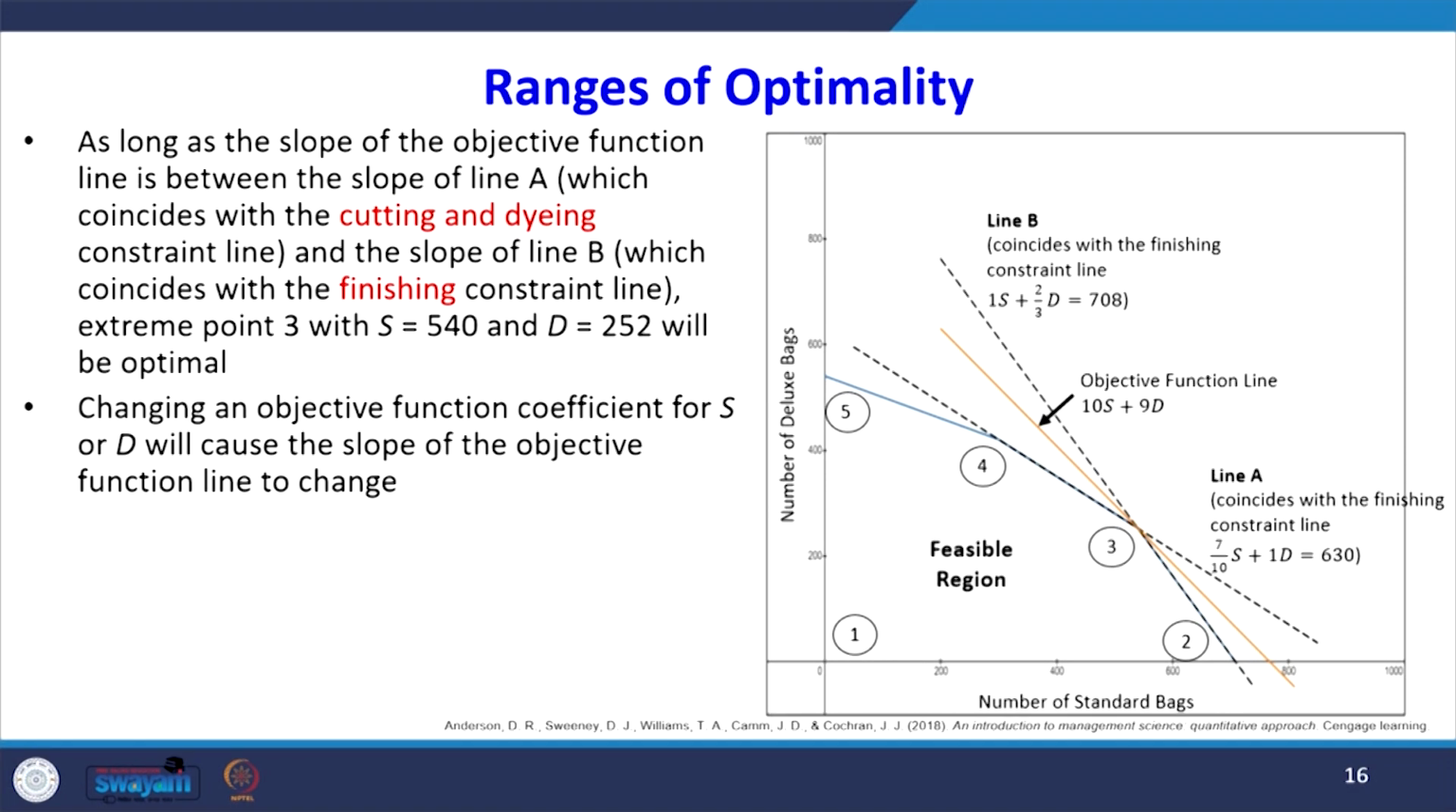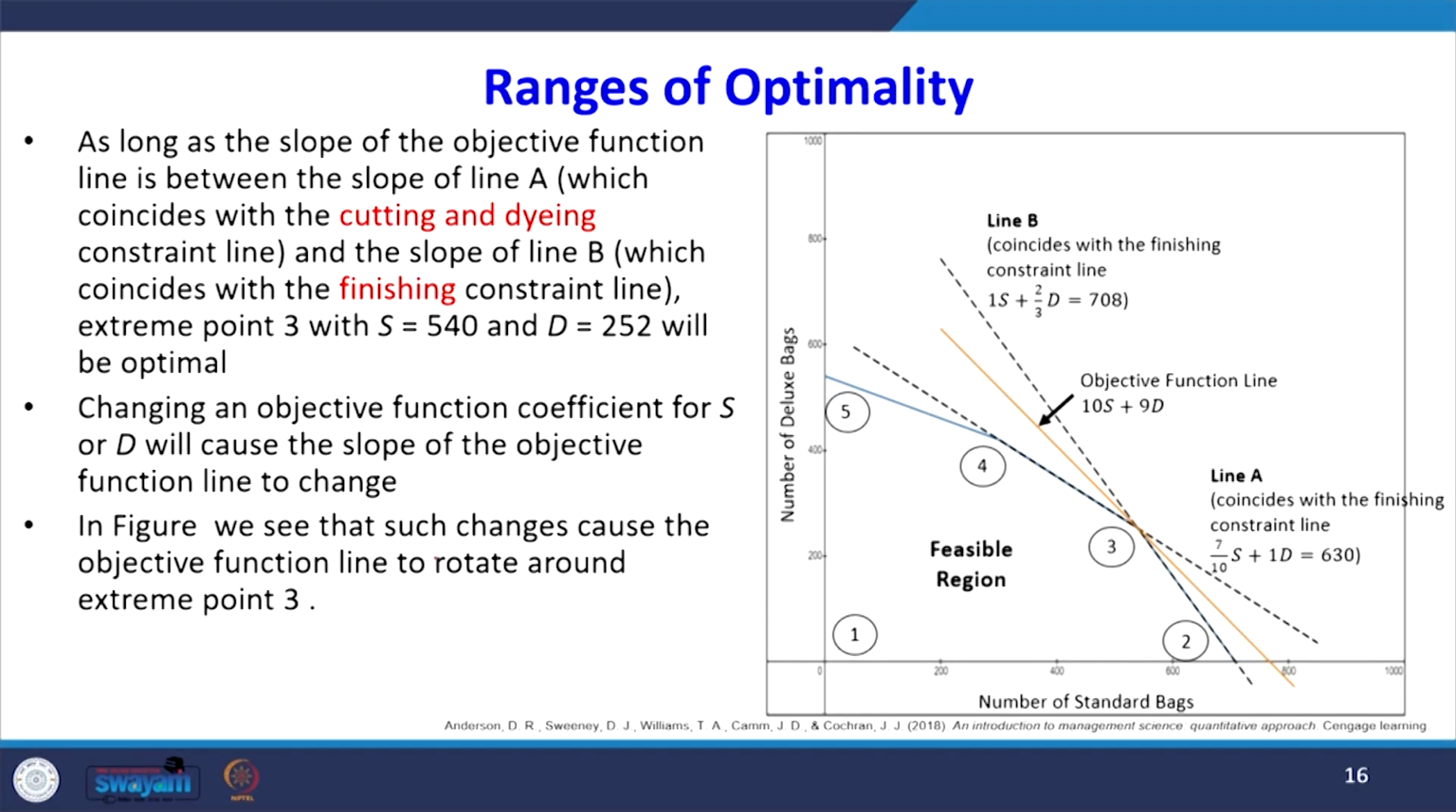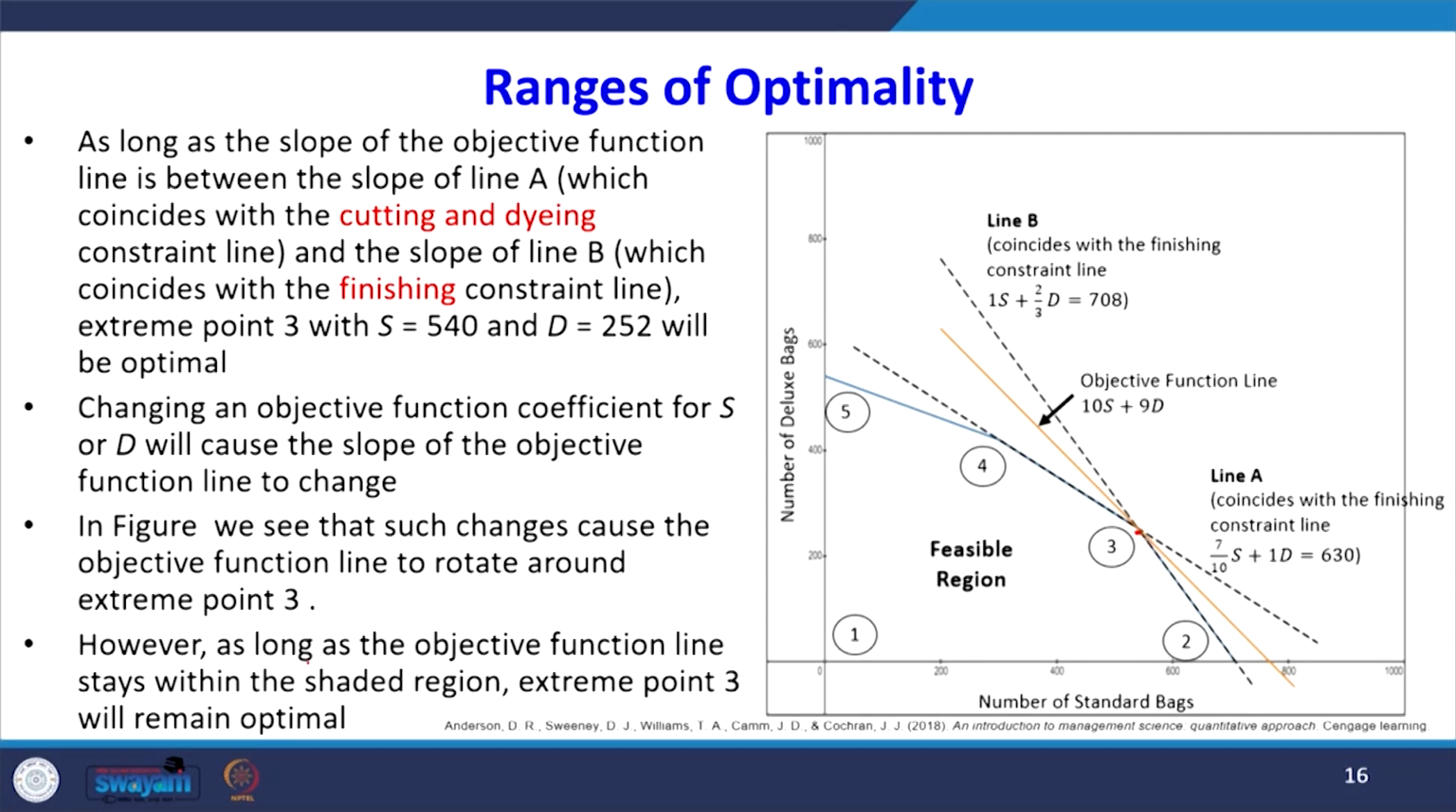So, changing an objective function coefficient for S or D will cause the slope of the objective function line to change. If there is any change in the coefficient of S and D, that will affect the slope of that objective function. In the figure we see that such changes cause the objective function line to rotate around the extreme point 3. However, as long as the objective function line stays within the shaded region, the extreme point 3 will remain optimal.